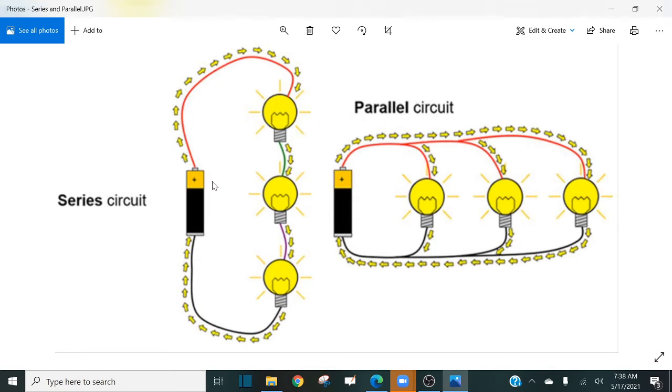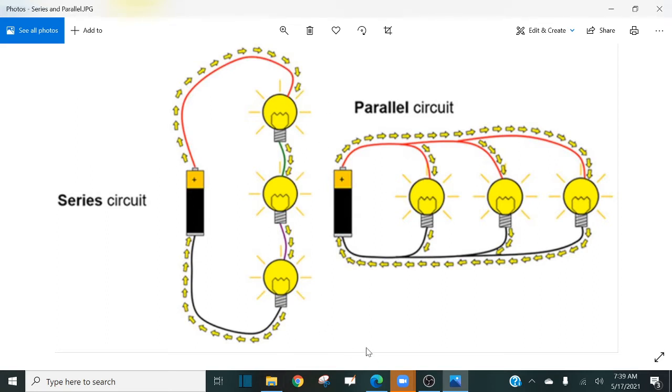The main difference between the two is that whenever you have devices or light bulbs connected in series, you notice that there's only one path that the electrons can flow. So there's only one path of electricity flow. With the parallel circuit, you can have more than one path of electric flow.